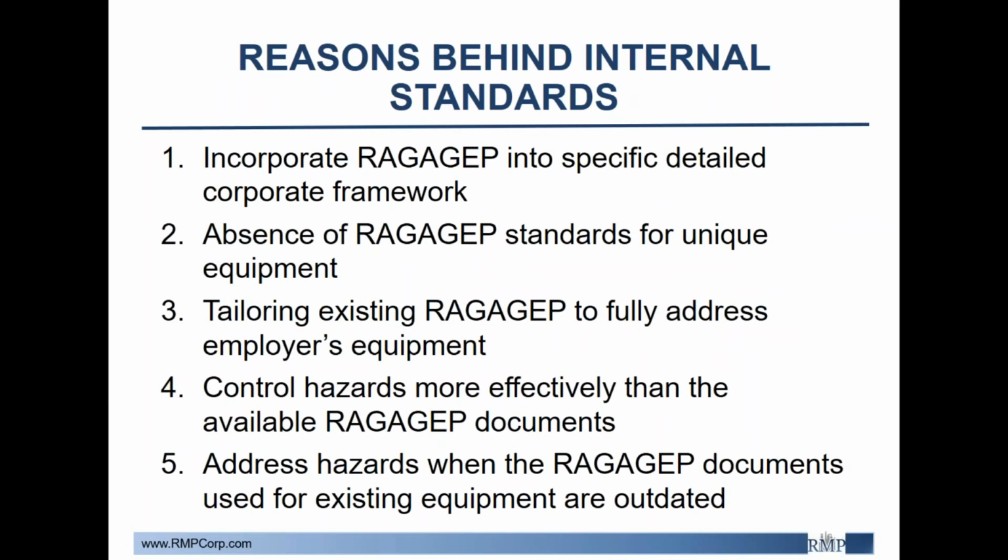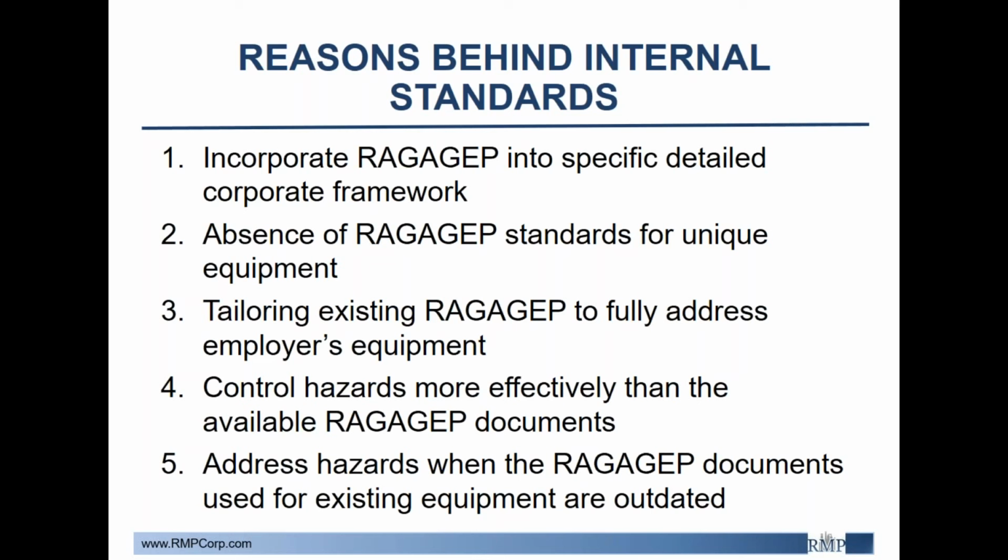So why would employers choose to develop internal standards to comply with RAGAGEP? We have presented 5 of the following reasons outlined by the OSHA interpretation letter. Number 1, translating the requirements of published RAGAGEP into detailed corporate or facility implementation programs and or procedures. As we mentioned earlier, every site is different, even if it is the same type of process. So RAGAGEP is meant to be a general outline, but facilities may need to do something more specific, or the company itself might put a different standard that is higher than RAGAGEP and they want to outline that.